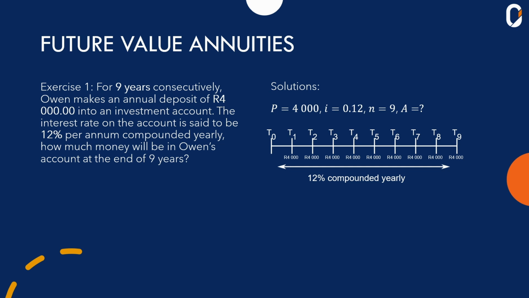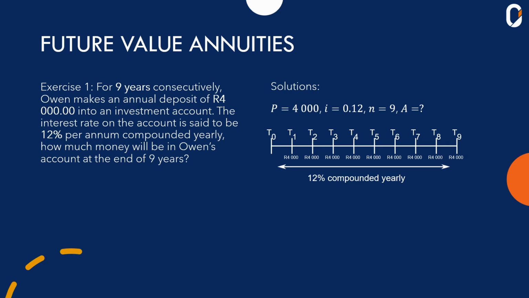It is from T0 up to T9. At year 0, he didn't deposit anything. But at the end of the year, that is at T1, he started with his regular deposits or his annuities. At T0, there's nothing. Make sure that you understand that. And then from T1, our annuities start, 4,000 up to T2, T3, T4, T5, T6, T7, T8, up to T9. He made regular deposits of 4,000 rands at 12% compounded yearly.